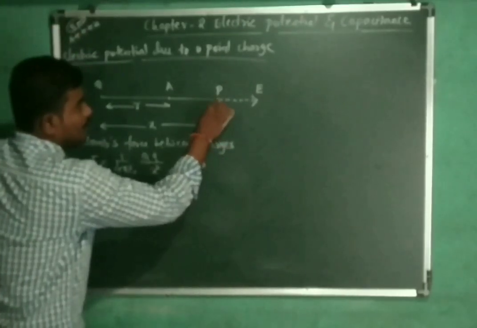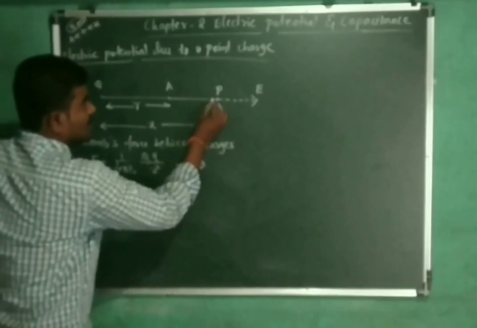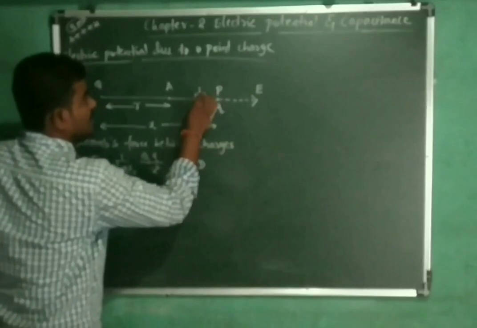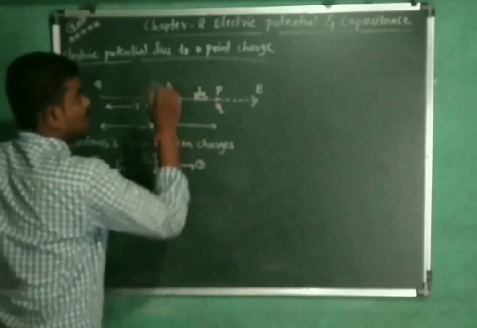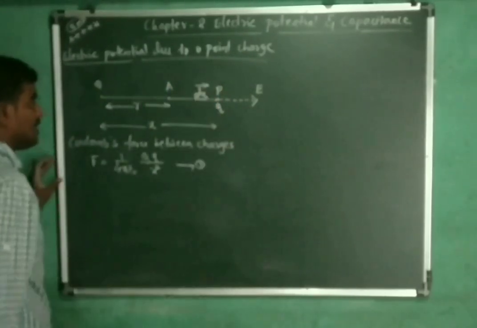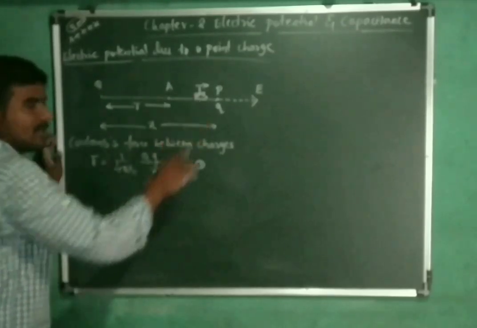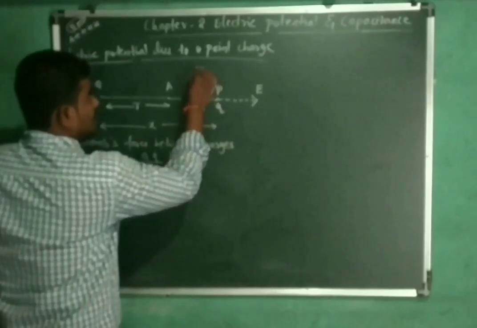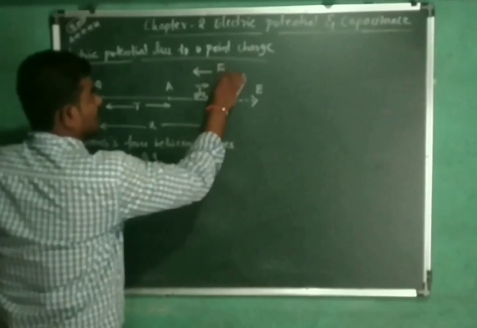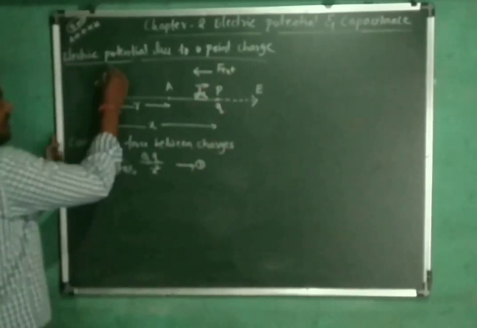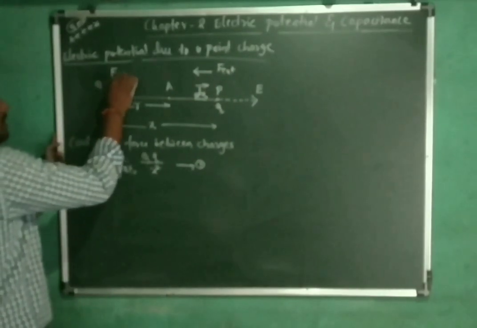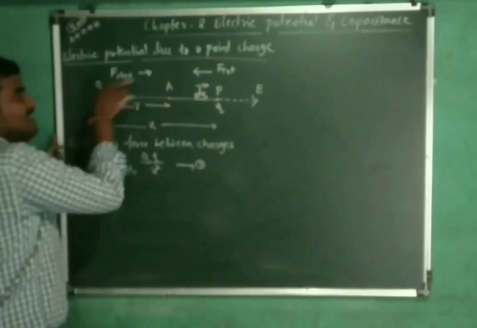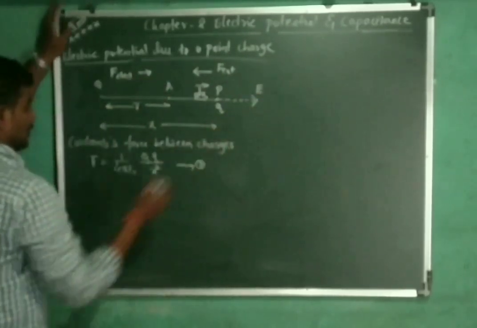Now this unit positive charge is displaced through a very small displacement, and that displacement is dx. For this small displacement we are supposed to apply an external force, and that external force is in this direction. This is F external, and the electric force is in this direction. We are supposed to work against the electric field.